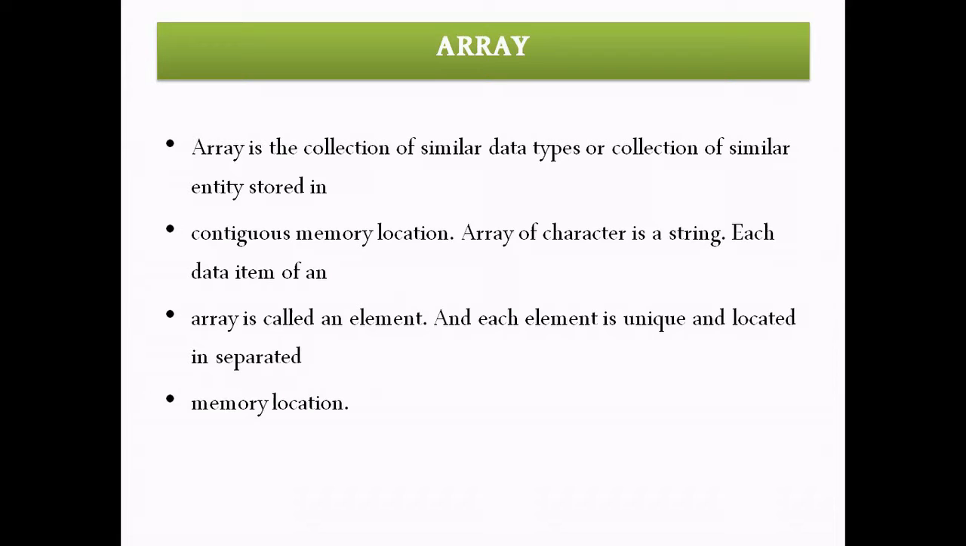An array is a collection of data types, or a collection of similar entities stored in a continuous memory location. An array of characters is a string. Each data item of an array is called an element, and each element is unique and located in a separate memory location. Each element of an array shares a variable name, but each element has a different index number known as a subscript.